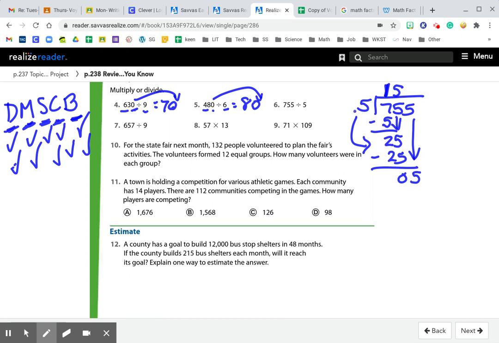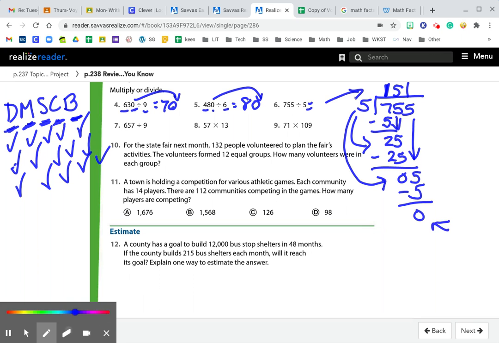Now we have to do a third division. Does 5 go into 5? Divide 5 into 5, it goes in once. We divide. We multiply. We subtract. We compare. And there's nothing to bring down. And our problem ends because we have a 0 remainder. So it equals 151.